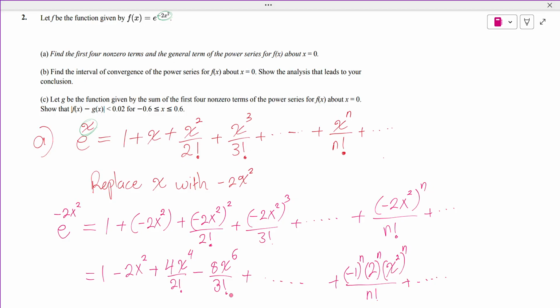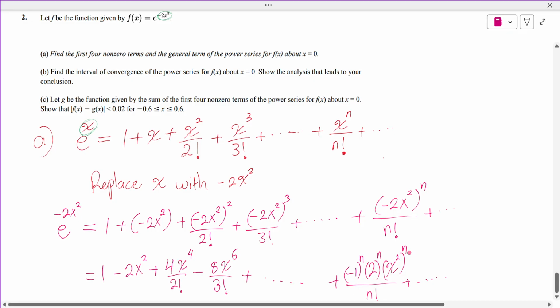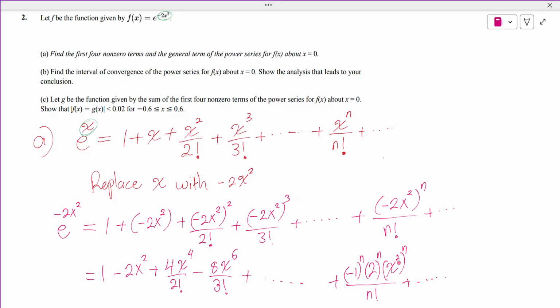If we look at the answer key, there are 3 points. There is 1 point for e to the power of u. We didn't use u, we kept it x. And e to the power of minus 2x squared, meaning replacing the u with minus 2x squared. And 1 point is given for the general term. Notice in the general term it's x to the power of 2n over n factorial, and we wrote x squared to the power of n, which is the same, x to the power of 2n.